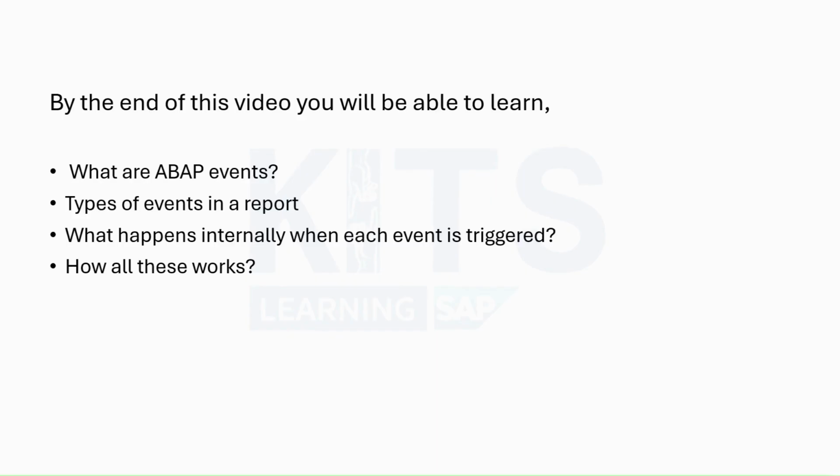By the end of this video, you will learn what ABAP events are, the types of events in a report, what happens internally when each event is triggered, and finally, how all of this works. To make this learning practical, we will see them in action using a simple ABAP program. We will see each event step by step in the debugger so you can clearly understand when and why each event is triggered.